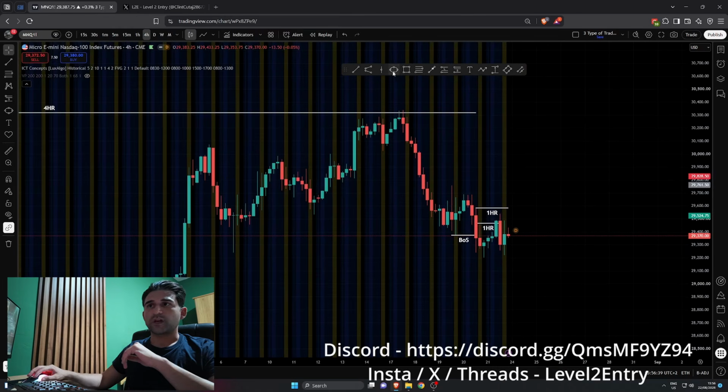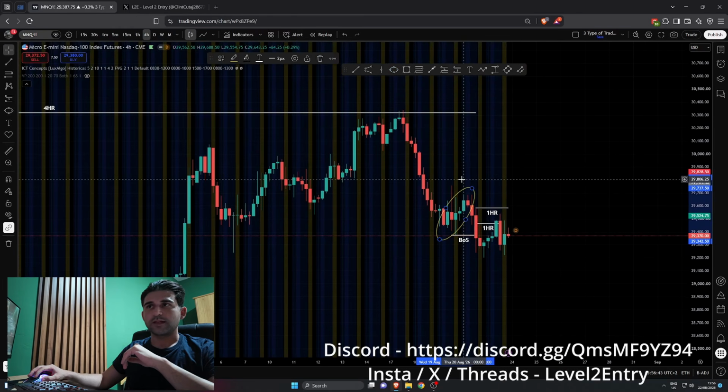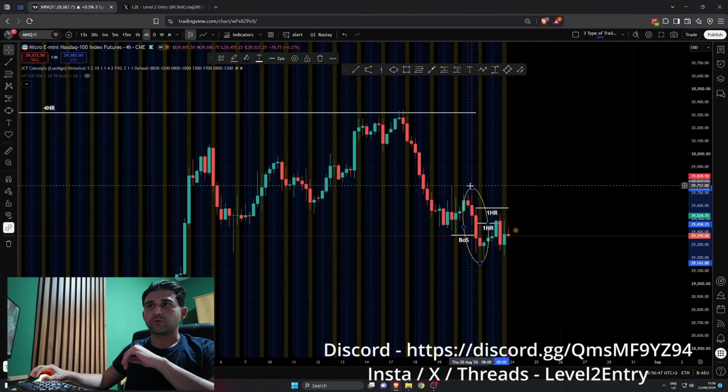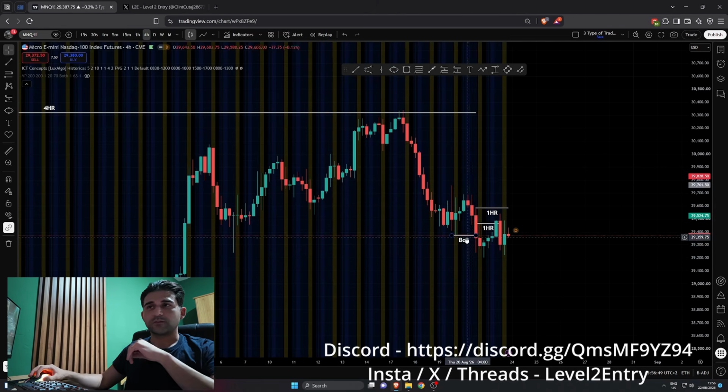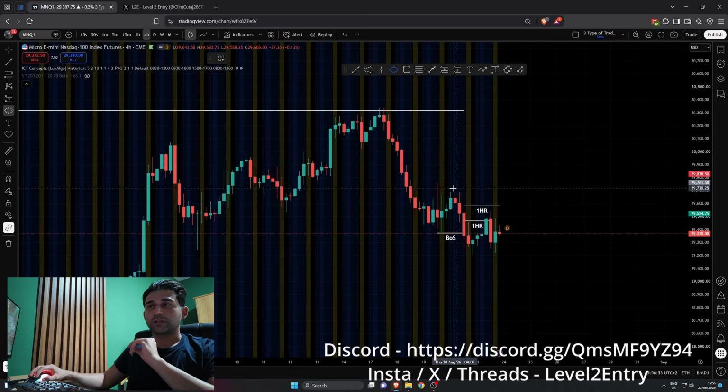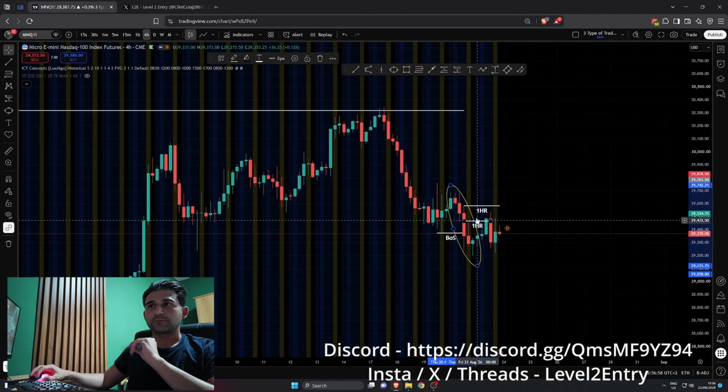So price then did a small retracement here and then again did a bearish move here, which made a break of structure. So I will be discussing this price action movement here.